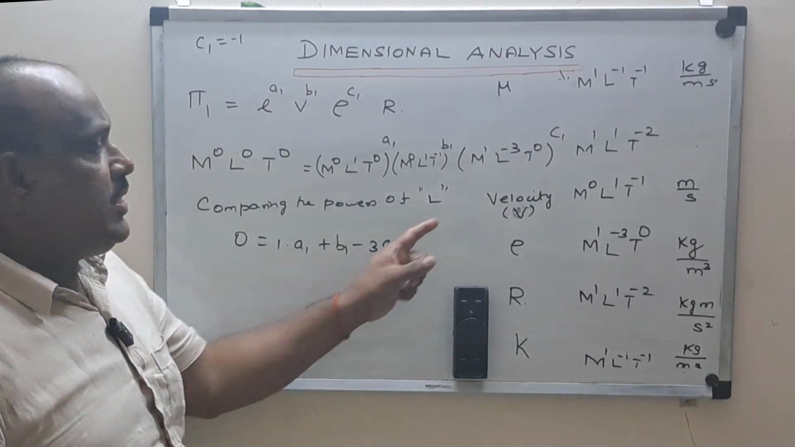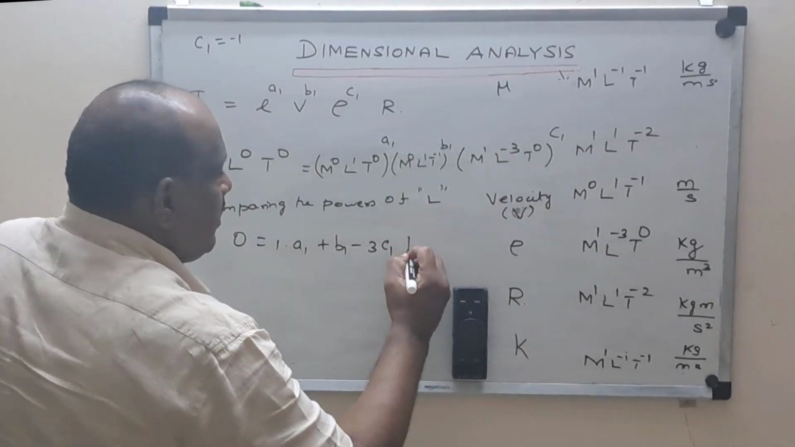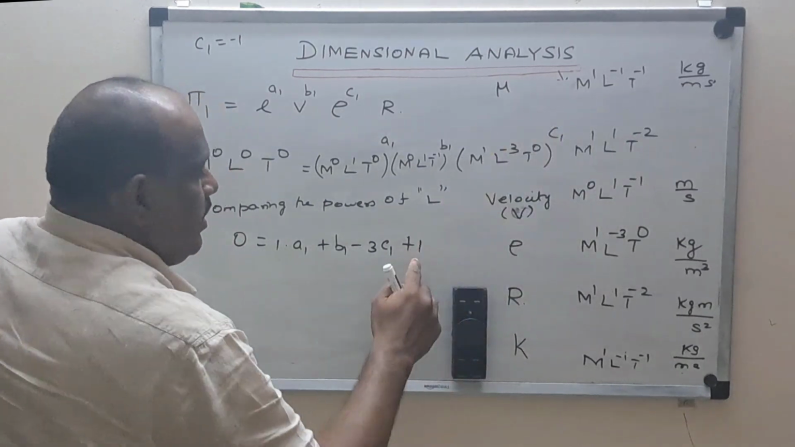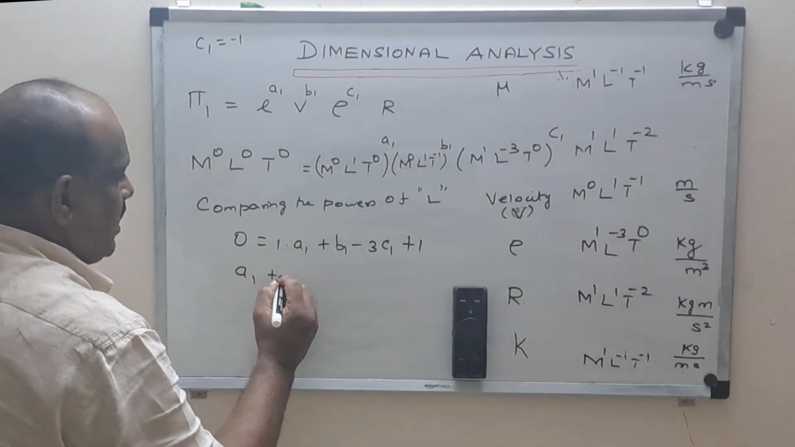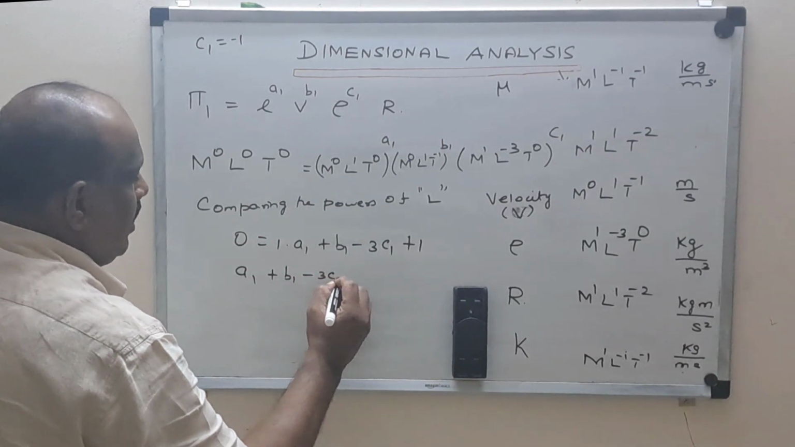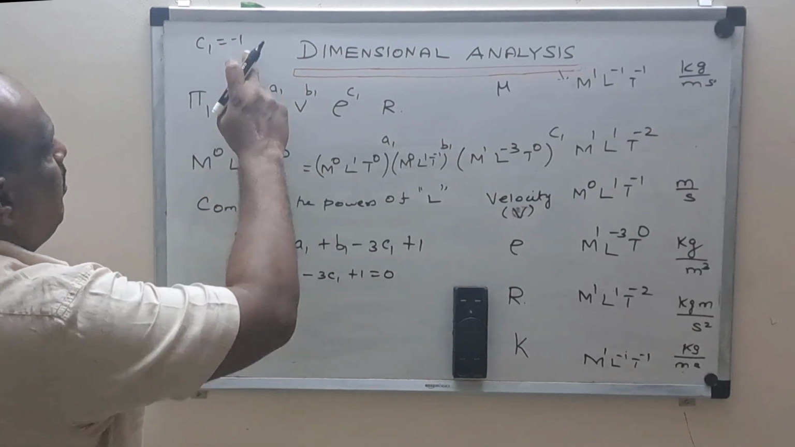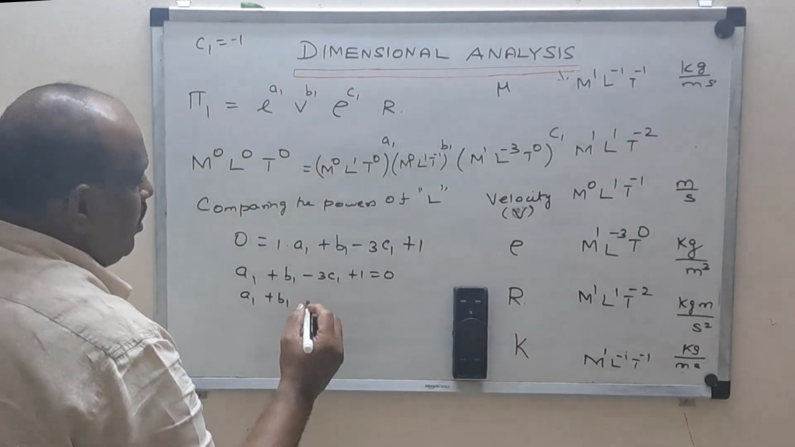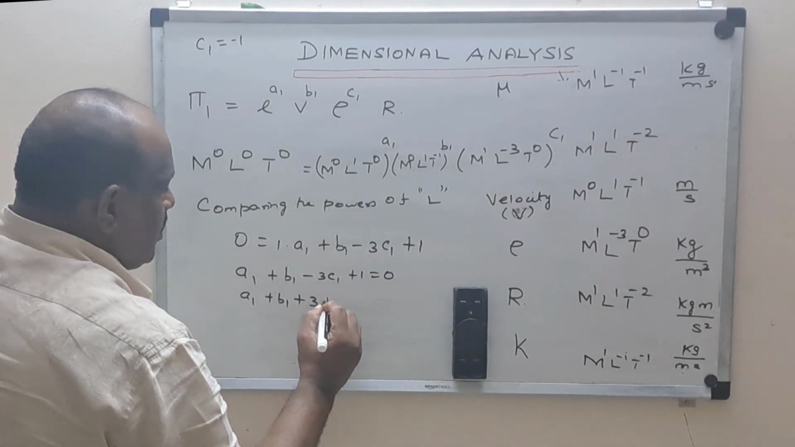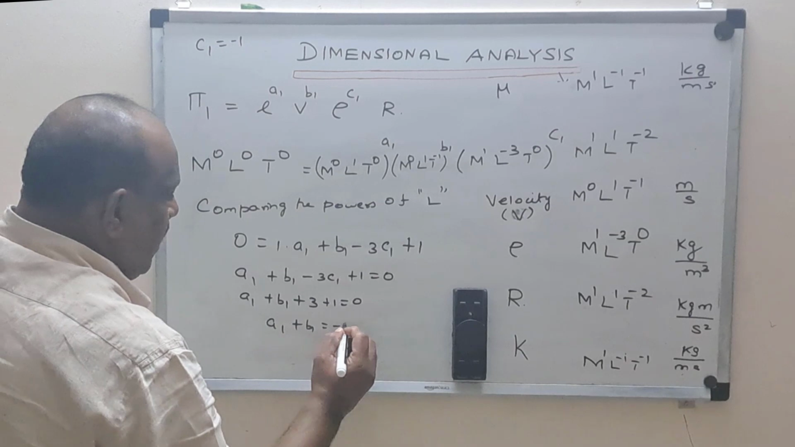I hope you will be able to understand. L power minus 3 is nothing but minus 3 into C1, plus here L is having a positive value of 1. So it is A1 plus B1 minus 3C1 plus 1 equal to 0. But we know the value of C is minus 1. So A1 plus B1 minus 3 into minus 1 will become plus 3, plus 1 equal to 0, which means A1 plus B1 is equal to minus 4.